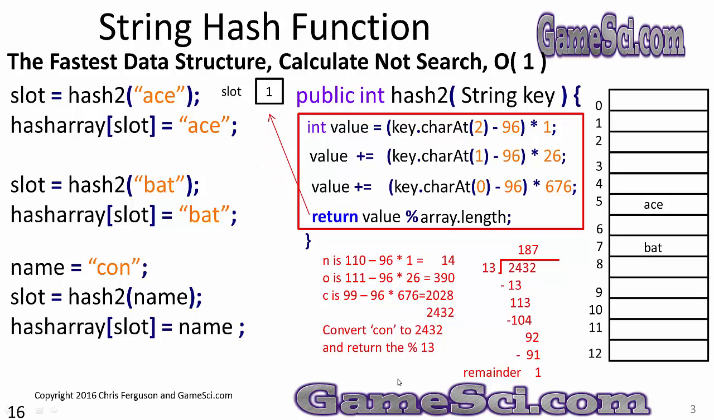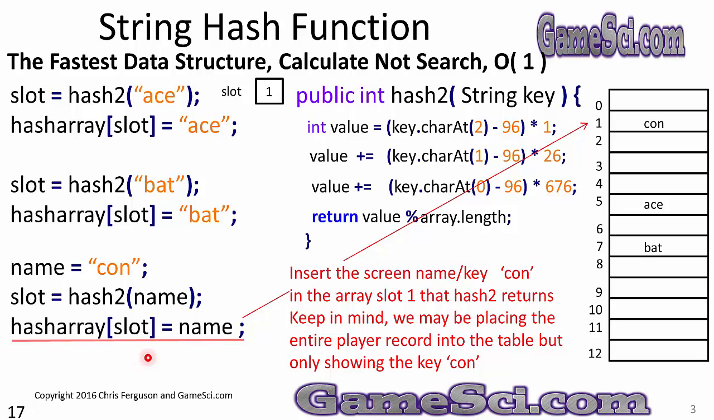The key con belongs in slot 1 of the array. Hash array of slot equals name, while slot contains a 1, so con needs to be stored in slot 1. We insert the screen name or key con into array slot 1 that hash function 2 returns. Keep in mind, we may be placing the entire player record in the table, but we're only showing the key con in the hash table.